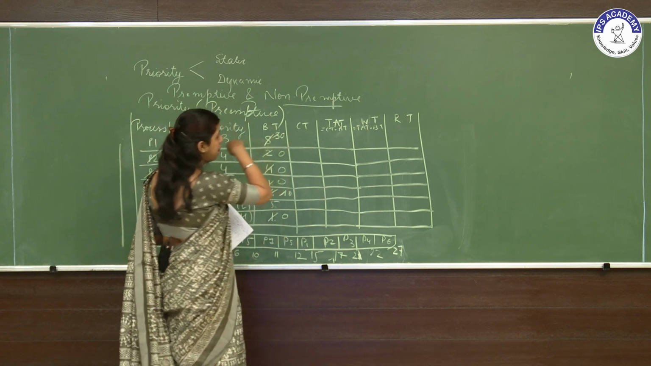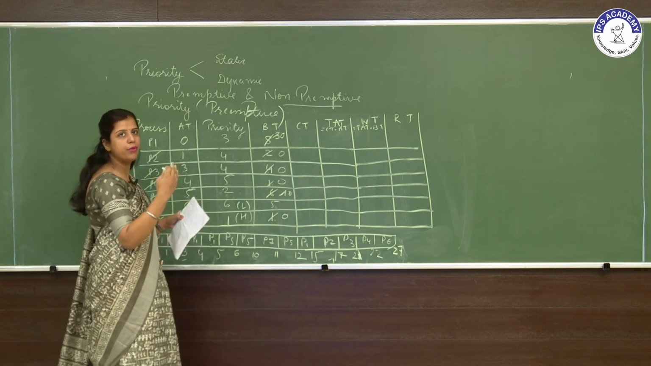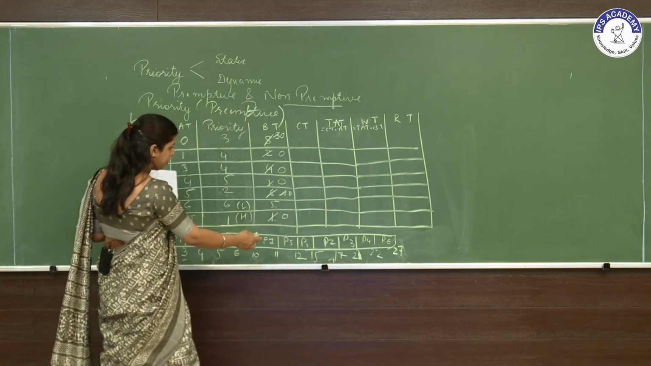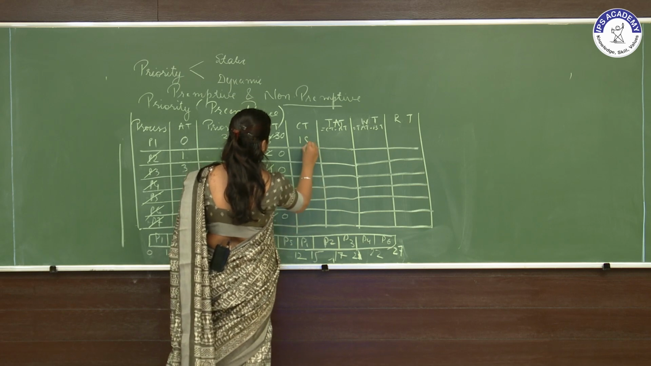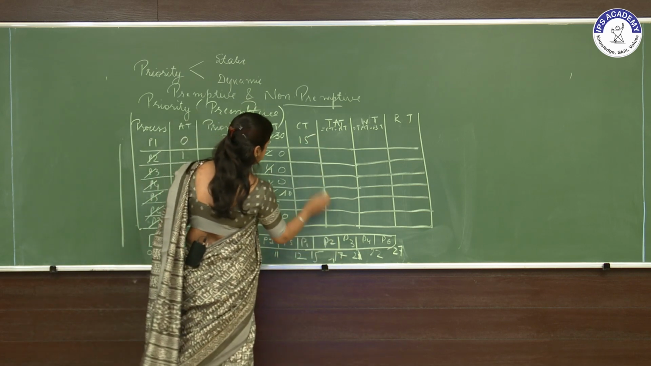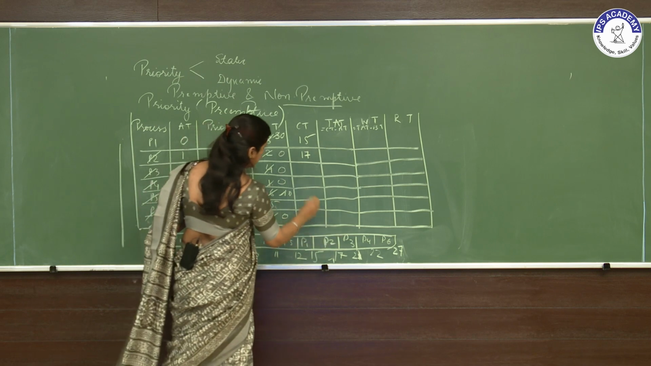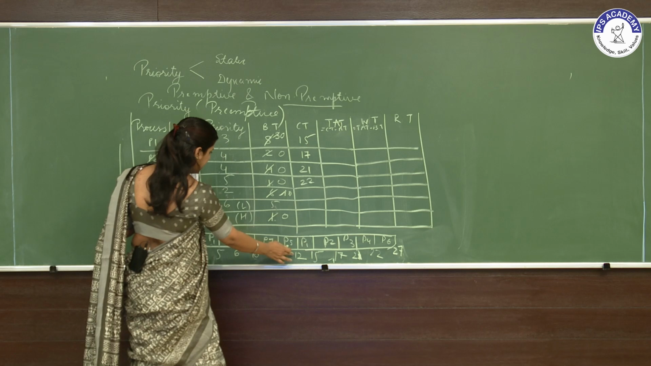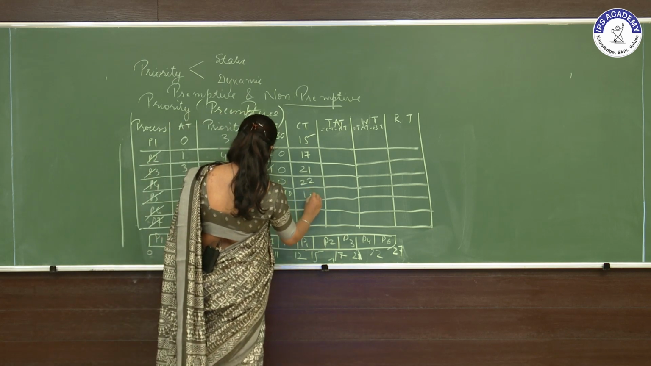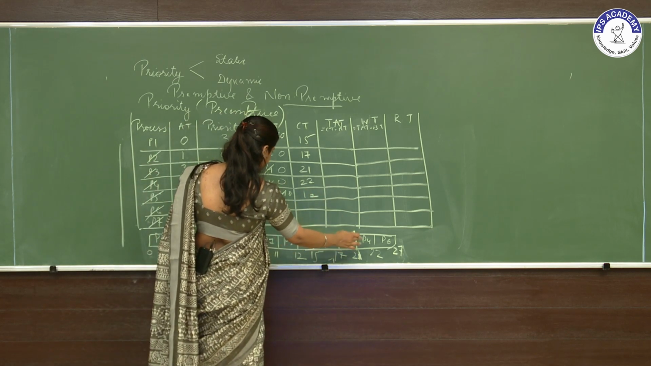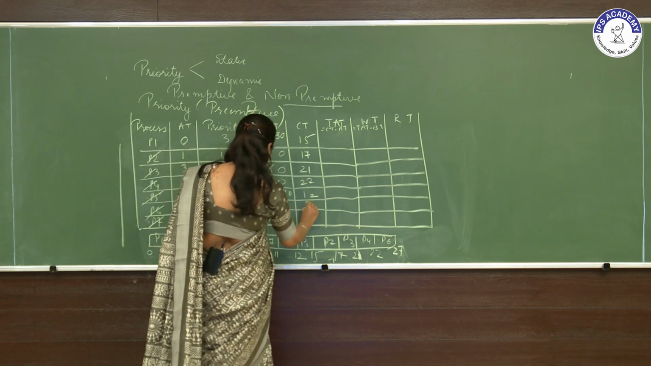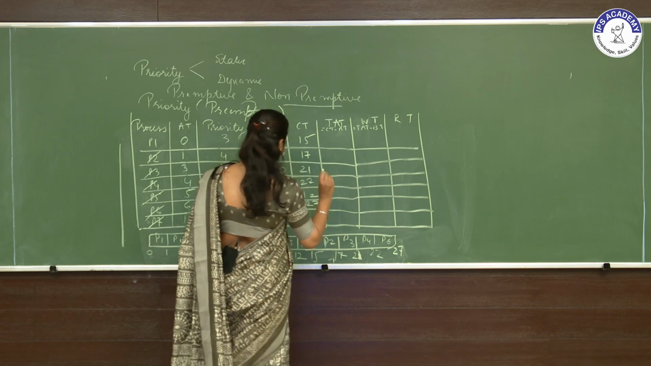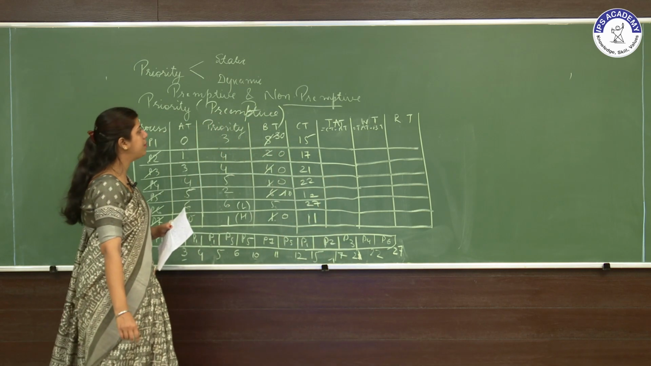Now we'll calculate their completion time. We will find the completion time by looking at the right side of the Gantt chart. For P1, completion time is 15. For P2, it's 17. For P3, 21. For P4, 22. For P5, 12. For P6, 27. And for P7, it will be 11. Right?